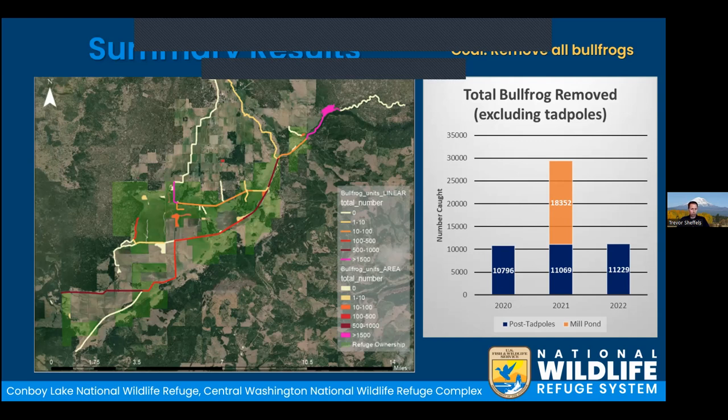Two things that I noticed when I look at that chart: it's a lot of frogs, anywhere from just under 11,000 to almost 30,000 frogs a year, excluding tadpoles. So a lot of frogs removed. And secondly, that huge spike in 2021, we've highlighted in orange there, the number of frogs that were from the mill pond late in the season. And just a reminder, that's where that site is located. But 18,000, more than half the frogs from that year, came from that one site towards the end of the field season. And so that's the big difference with 2021.